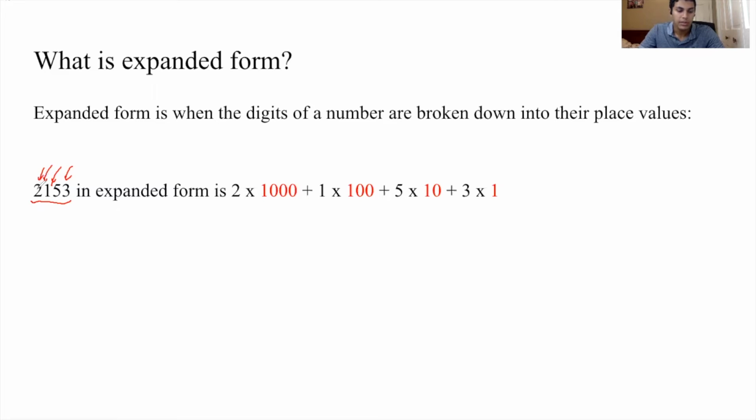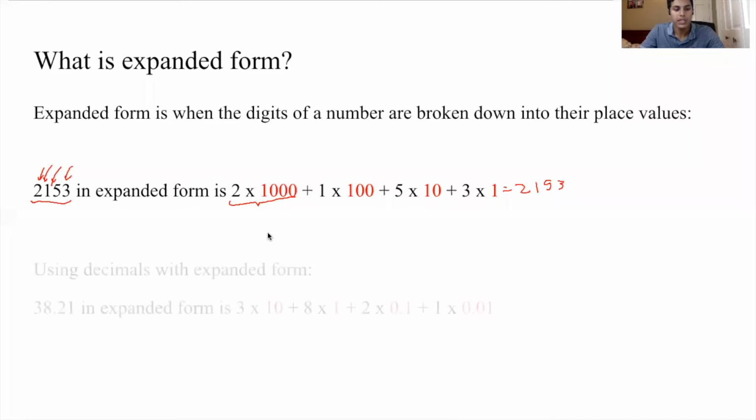This 2 here represents 2 1000s, so we write it as 2 times 1000. This 1 represents 1 100, so we write it as 1 times 100. The 5 represents 5 tens, so we write it as 5 times 10. And the 3 represents 3 ones, so we write it as 3 times 1. And if you were to do this expression out, you would actually get 2153 after multiplying and adding.